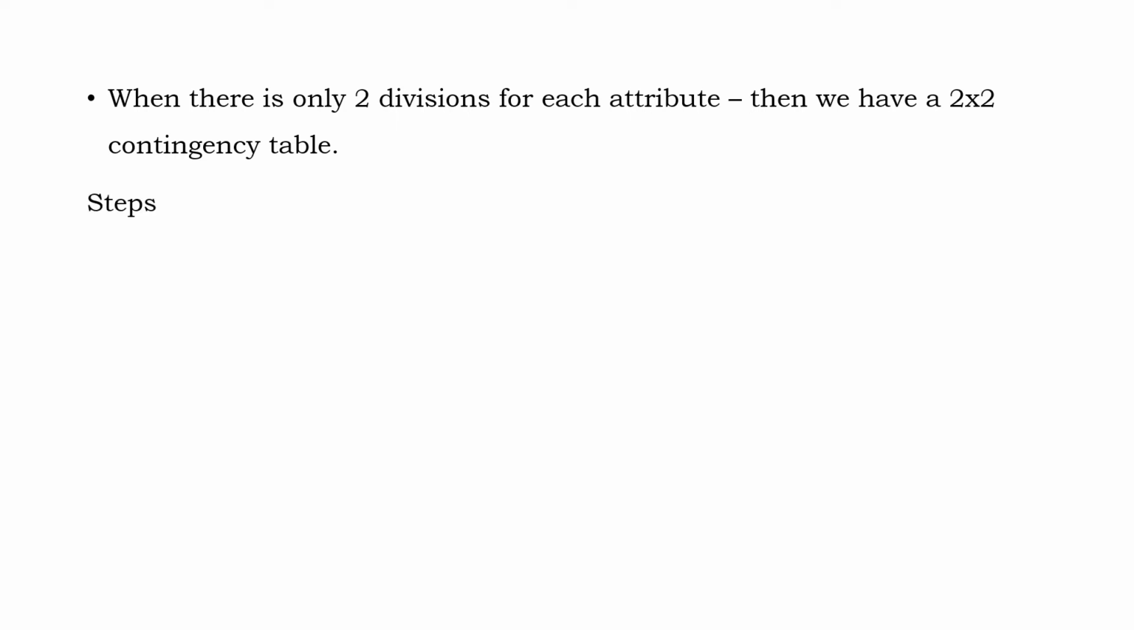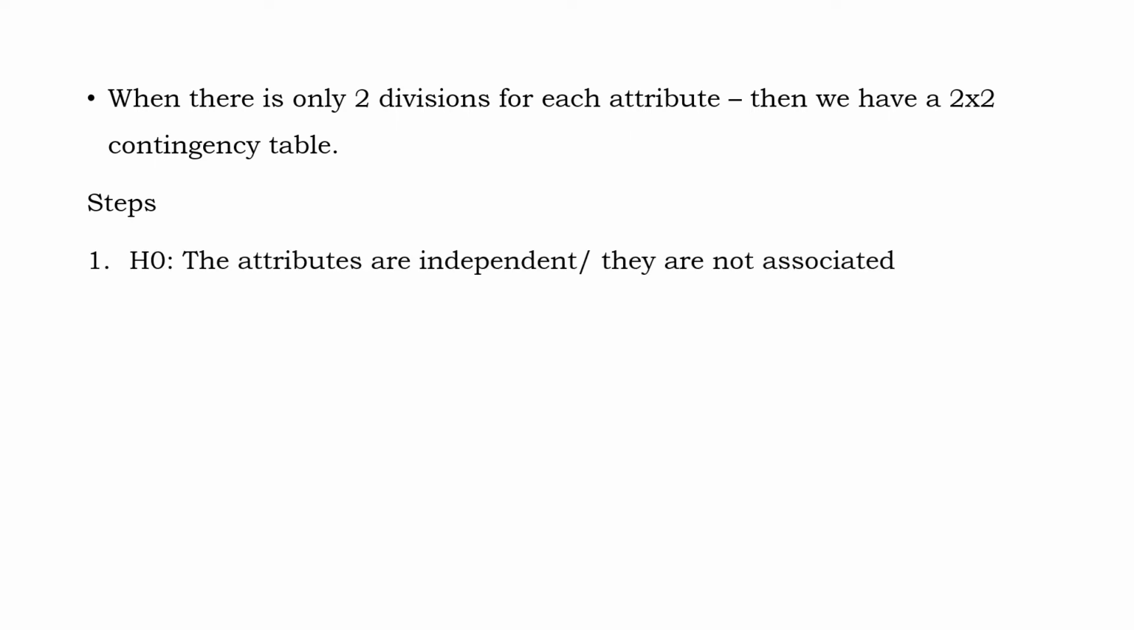Then, what are the steps involved in testing the independence of attributes? Of course, in any statistical hypothesis testing, the first and foremost step is to set up a null hypothesis. So, here also the first step is to set up a null hypothesis that the attributes are independent. You can either set it as the attributes are independent, or you can set it as these are not associated. So in the case of gender and empathy, you can either say that gender and empathy are independent variables, or you can say that gender is not associated with empathy, or empathy is not associated with gender.